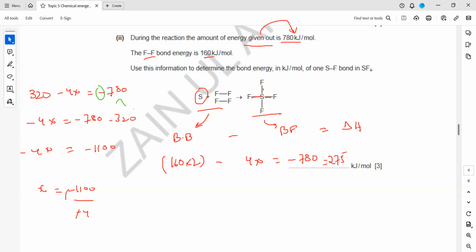Why did I take a negative sign? Because in the question they mentioned that during the reaction the energy is given out. So if energy is given out, the enthalpy change, for reactions in which energy is given out or released, is always negative. So the magnitude is 780, but the sign should be negative. That's why you have to substitute the negative sign. Is it clear? So 275 kilojoule per mole will be the bond energy. Any doubt in this?